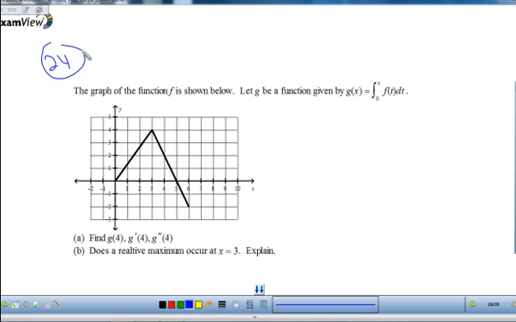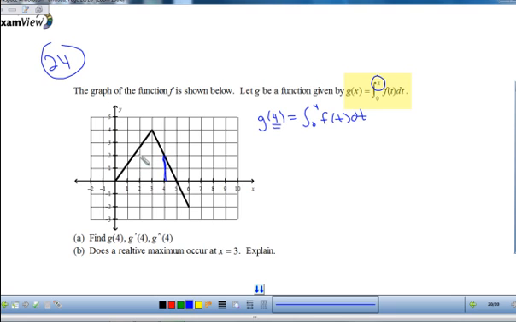Okay, the graph of the function f is shown below. Let the graph be given by g of x. Find g of 4. So g of 4 is the integral from 0 to 4. What I'm doing is wherever I see an x, I'm substituting a 4. So what this means is find the area under the curve of f from 0 to 4.